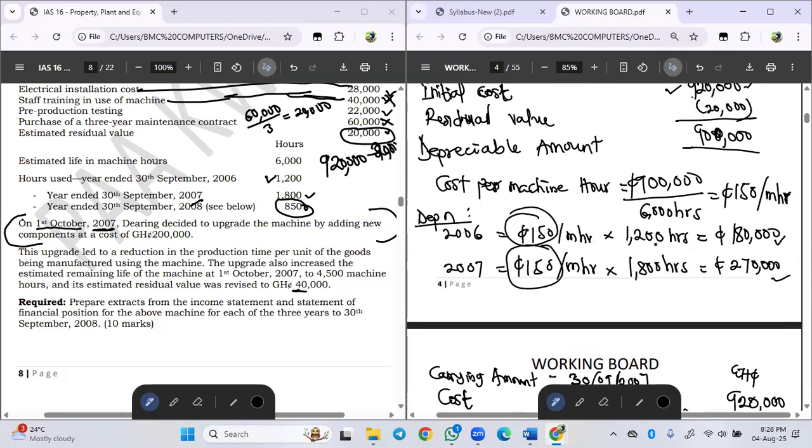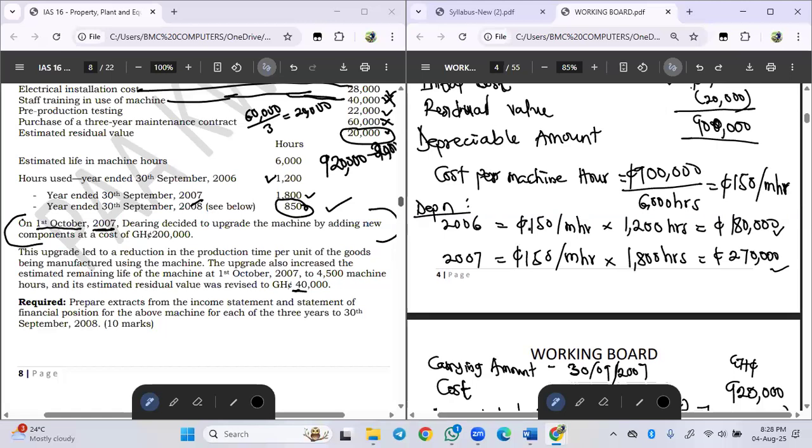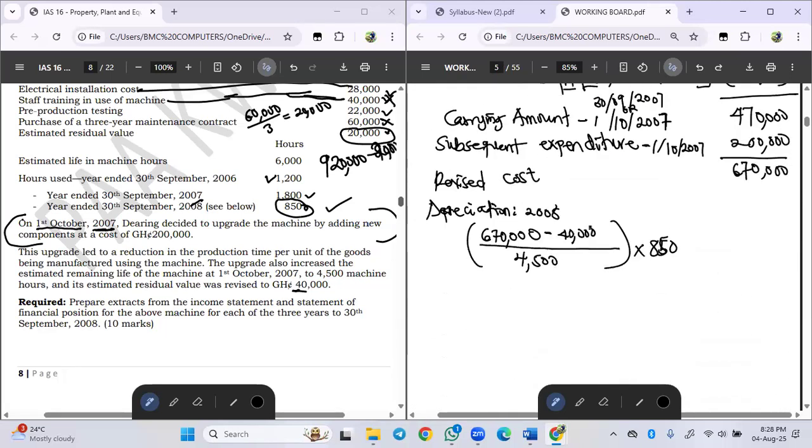So just multiply by the number of hours in the year. But for 2008, we cannot use this 150 as a rate and multiply by the 850 here because they've changed things. So you have to determine the new rate per machine hour in 2008, and this is how you calculate it. Then you multiply by the number of hours used in 2008. That's the 850. So please, what's the answer?